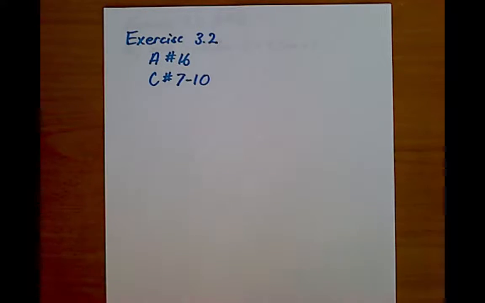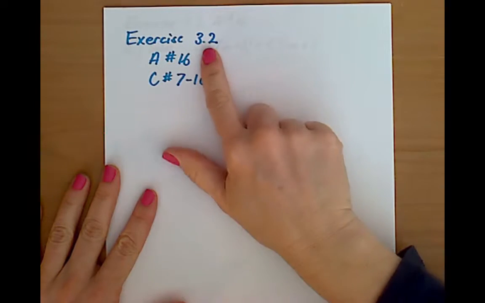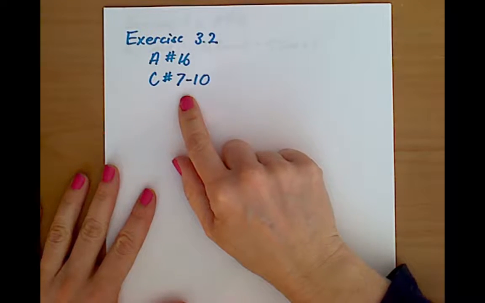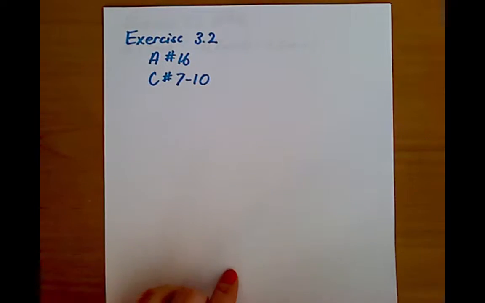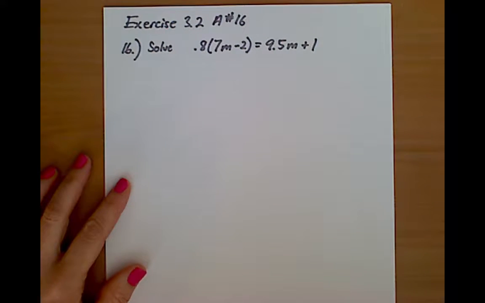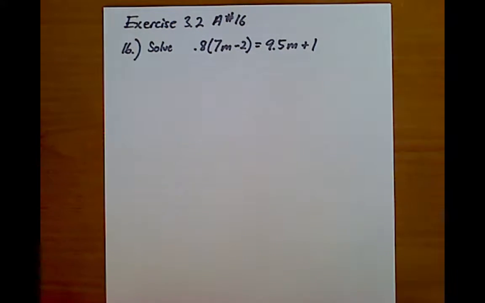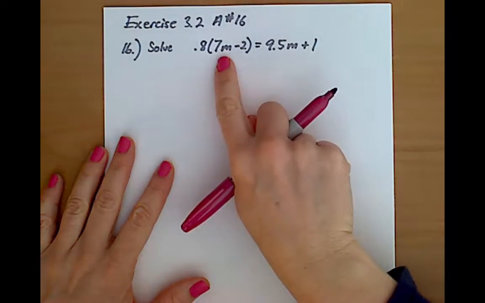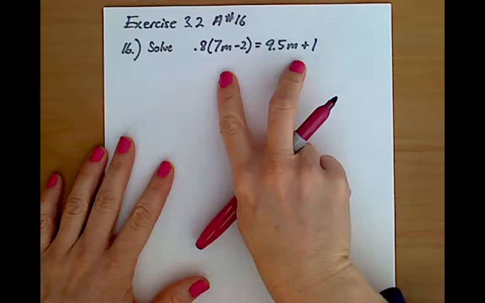All right, everyone. For this video, we're going to go over exercise 3.2, part A, number 16, and part C, number 7 through 10. So our first one is 3.2A, number 16, and it says solve. And then we have this equation. So there's one variable, but it's on both sides of our equation.